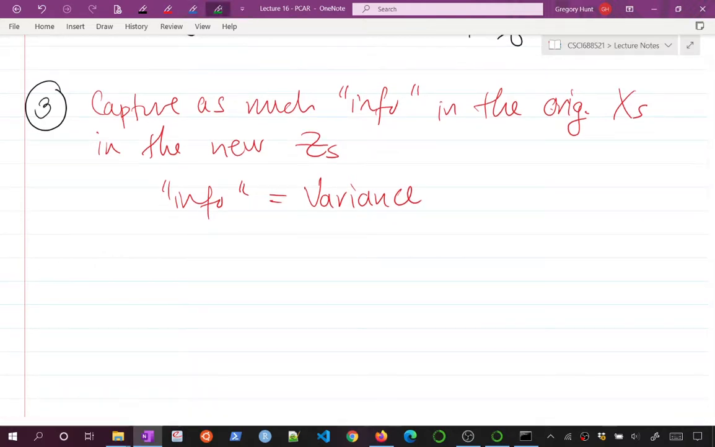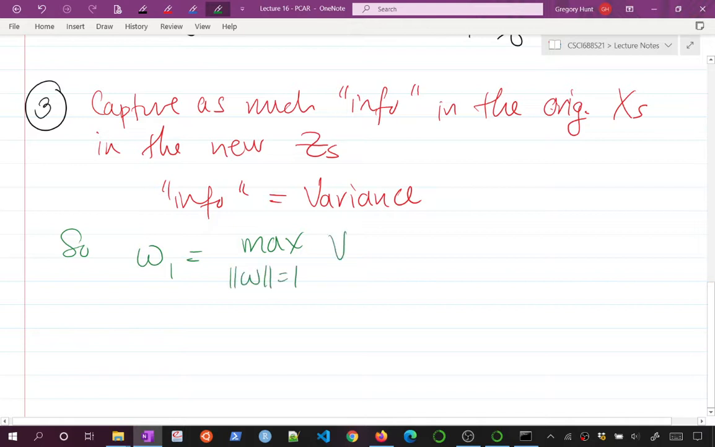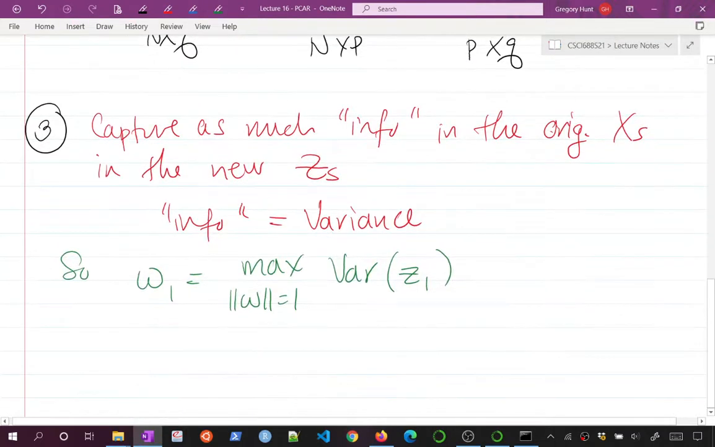And so in this framework, we get our weight vectors. w1 is going to be the weight vector w that will maximize the variance of z1, right? So z1 here is X times w1.